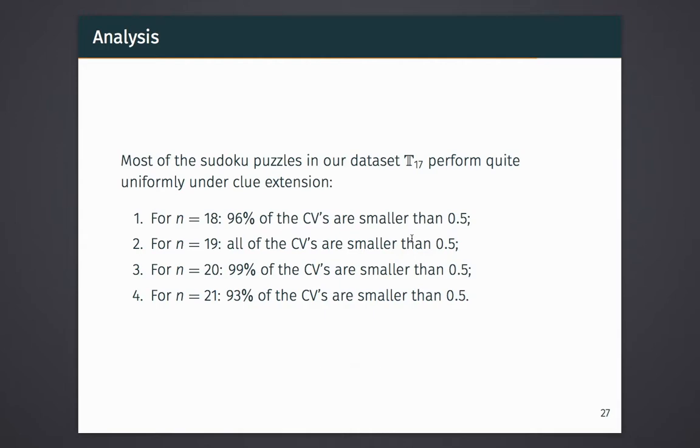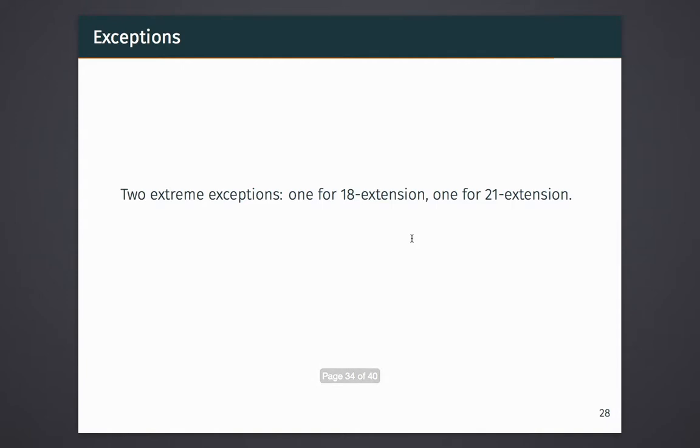We see that most of the Sudoku puzzles in our dataset perform actually quite uniformly under clue extension. In fact, over 90% of the CVs are smaller than half, which means that they are quite close to the mean. However, there are some exceptions, especially 2 extreme exceptions. One in the case of 18 extensions and another in 21 extensions.